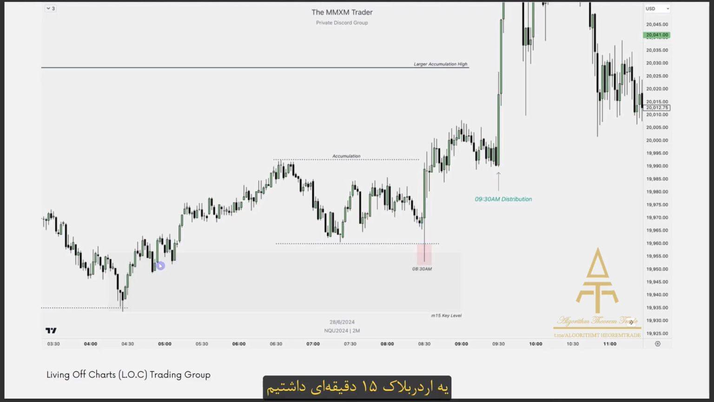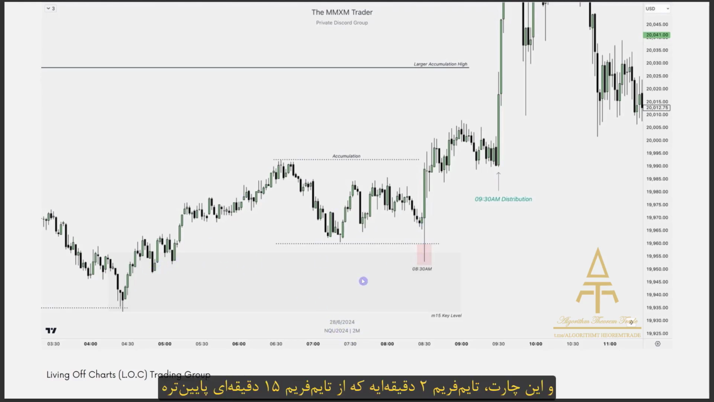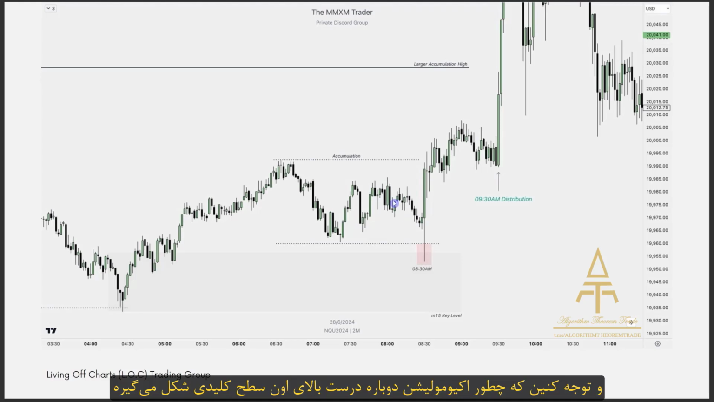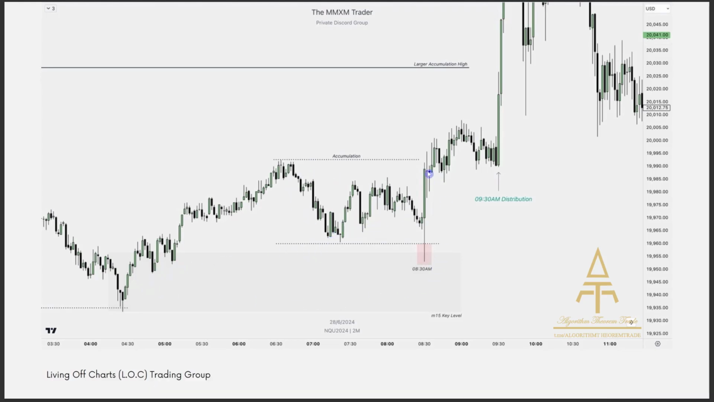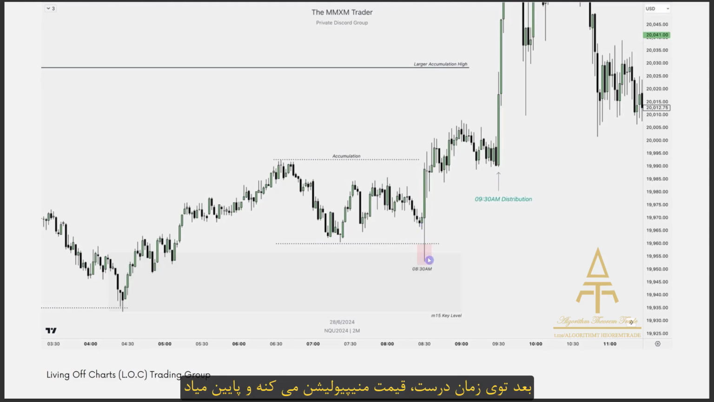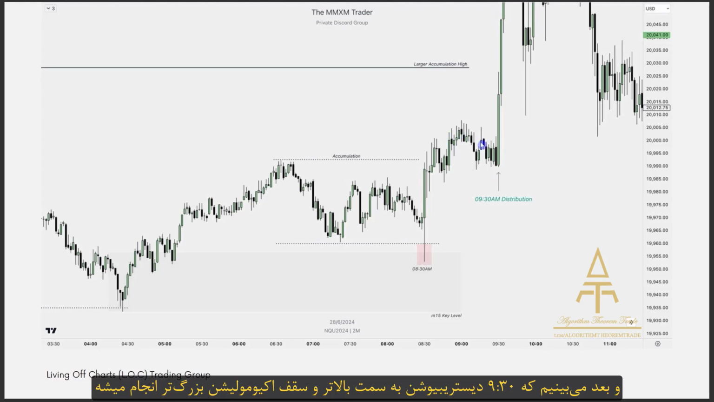We had a 15-minute order block, and this is obviously a 2-minute chart. So this is a lower time frame than the 15-minute. And we're using again a key level to find our accumulation, then manipulation into that key level. And notice how the accumulation is again just above that key level. Then at the right time, we manipulate down lower, then a reversal into an expansion. And then we can see over here, 9:30 distributes higher into that larger accumulation high.